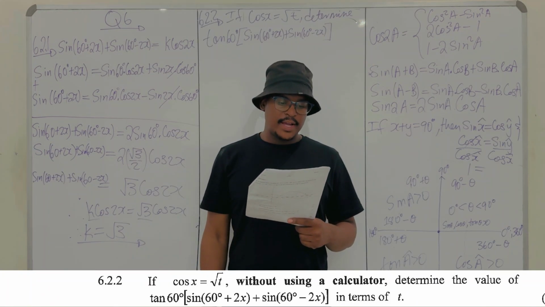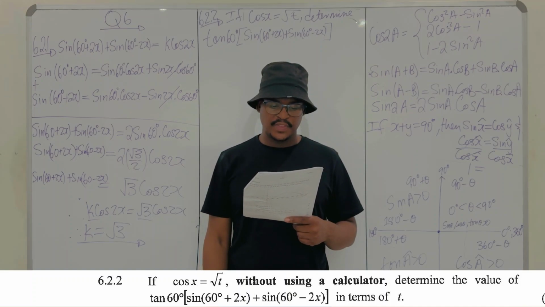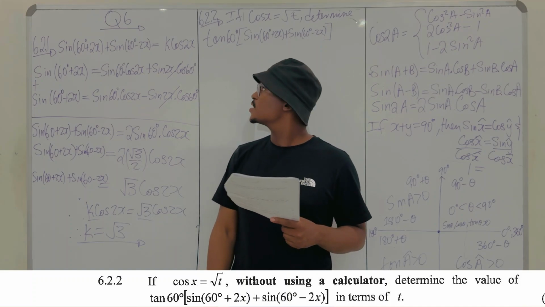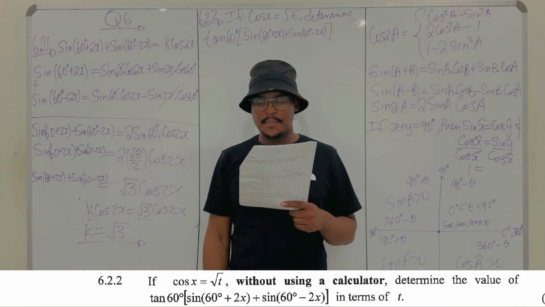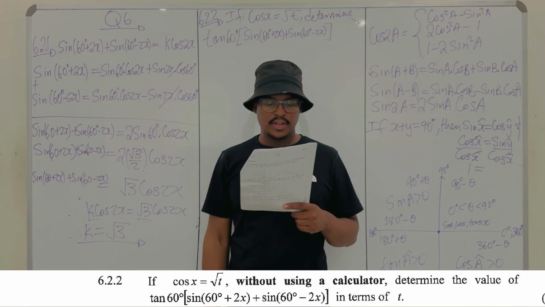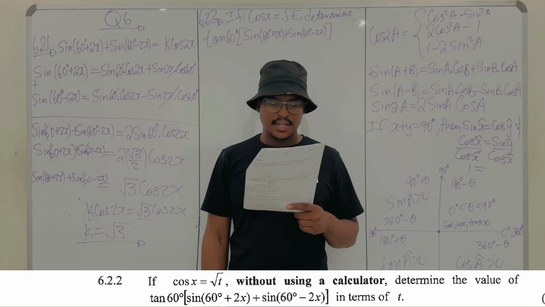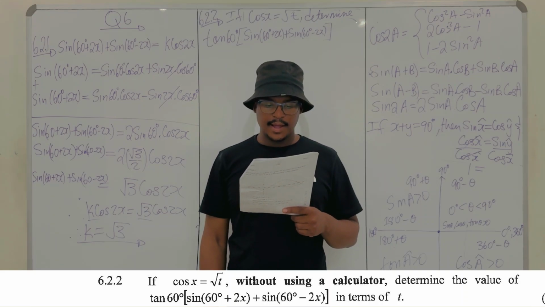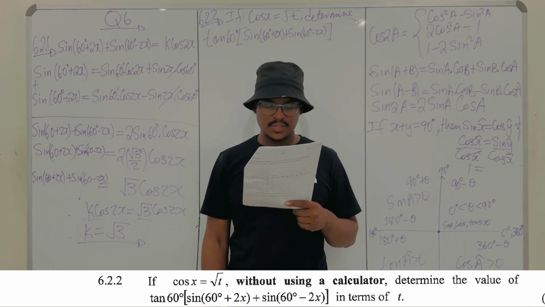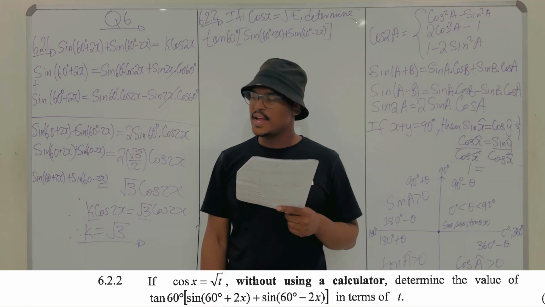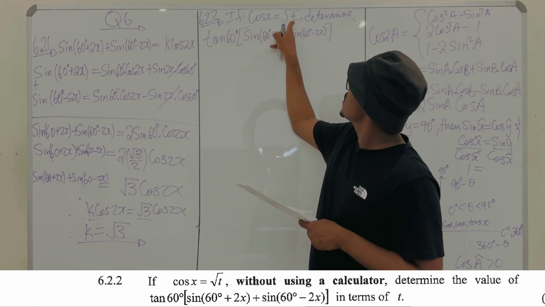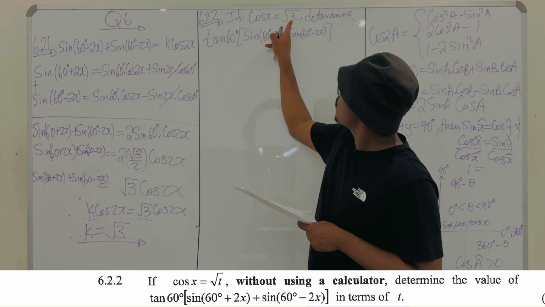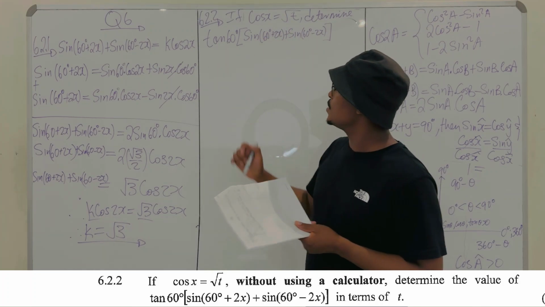Okay, so now we're doing 6.2.2. They are saying if cos x is equal to the square root of t, right? Without using a calculator, determine the value of tangent of 60 degrees times sine of 60 degrees plus 2x plus sine of 60 degrees minus 2x. So they have given us that cosine of x is equal to this, right? So they want us to find the value of this without using a calculator.